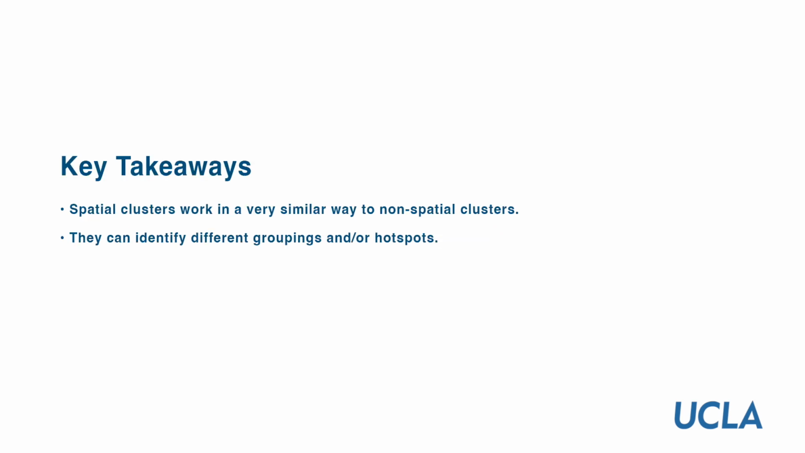The takeaways I'll leave you from this lecture are that spatial clusters work in a really similar way to non-spatial clusters. They're good at identifying different groupings in space, but perhaps they can also identify hotspots as well. So let's leave k-means here. Let's leave our machine learning part of the course here. And in the next module, we're going to turn to some text analysis methods and identify sentiment, topic modeling, and other types of natural language models.